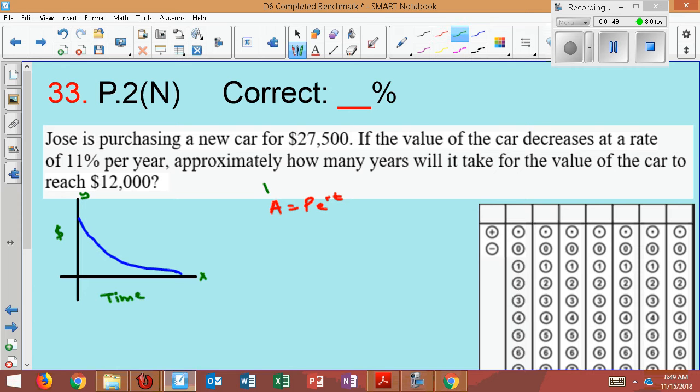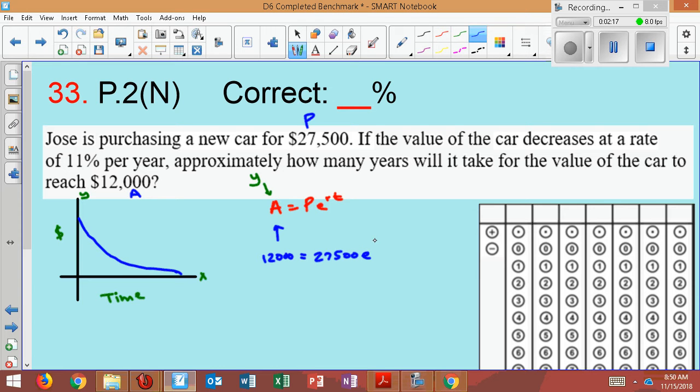This is going to be our y value. That's the final amount, and we want that to equal $12,000. So this is going to be $12,000. The P stands for the starting amount, which is $27,500. And then the function e is a value of about 2.72.